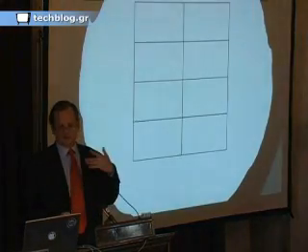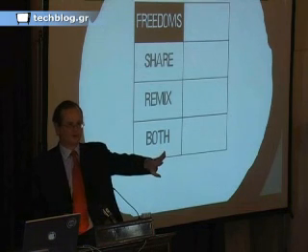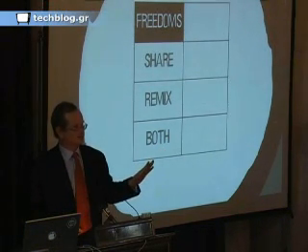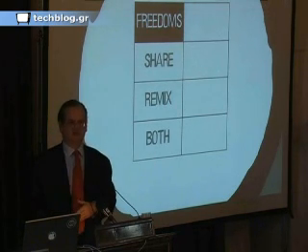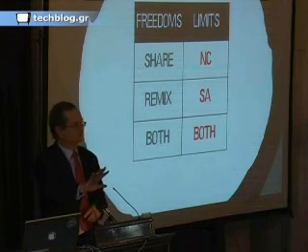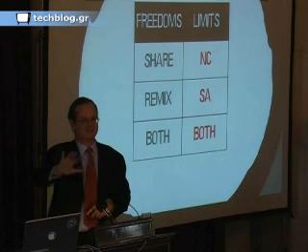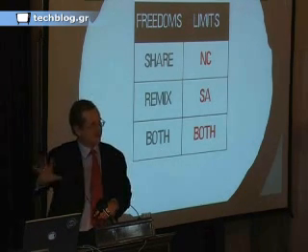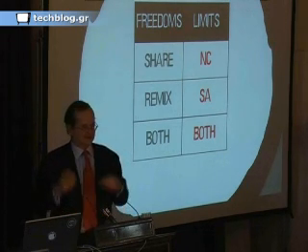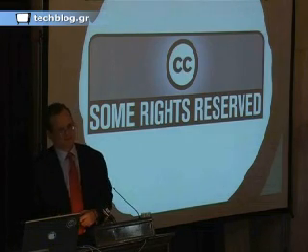So we say there are a certain range of freedoms that you can signal: the freedom to share the work, or the freedom to remix the work, or both. And we say there are some restrictions you can impose on those freedoms. You can say you can only do it for non-commercial purposes, or you can say if you make a derivative work, you have to release it in a similarly free way, that's the copyleft idea, or you can impose both restrictions. That combination of freedoms and restrictions produces 6 licenses.